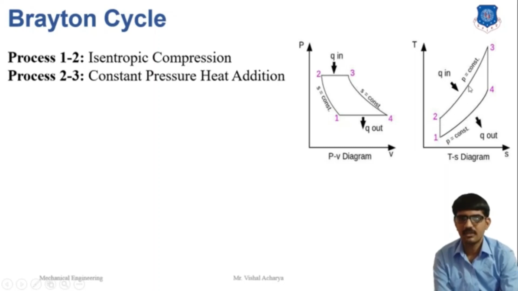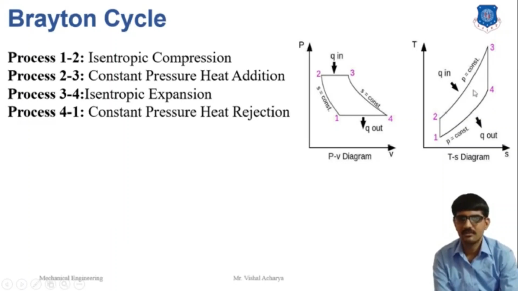Second, 2 to 3 is the constant pressure heat addition. Here we assume that there is no pressure loss, so the pressure is constant. Here 3 to 4 is the isentropic expansion, meaning the work output process. Here we also assume that there is no heat transfer loss. Fully the work is converted, and turbine efficiency and compression efficiency here is 100%.